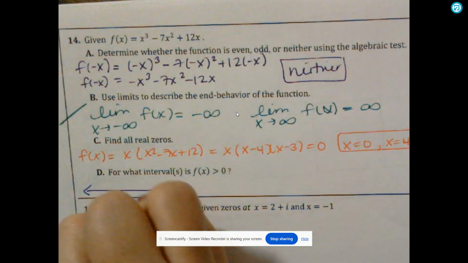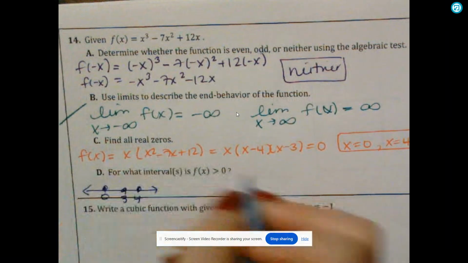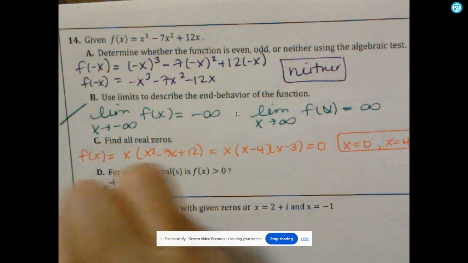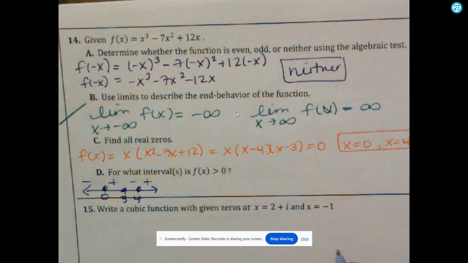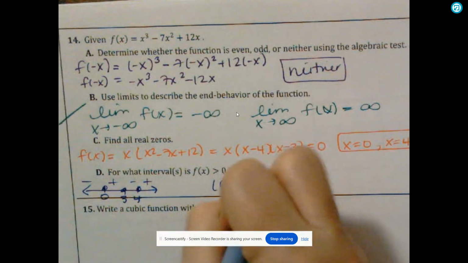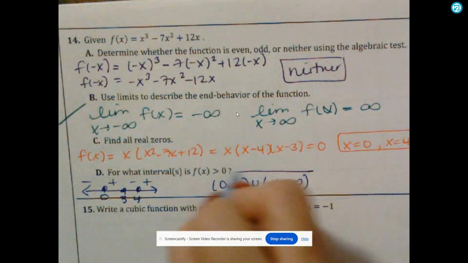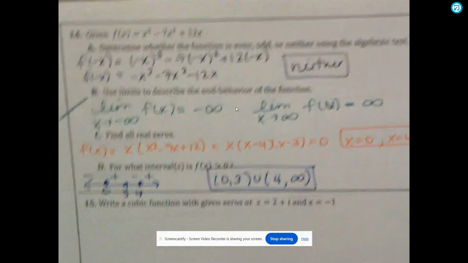Okay, so that's what's going to go on our sign analysis. 0, 3, and 4. Those are all zeros. Nothing happens. There's no multiplicities. We're going to go negative, positive, negative, positive. So they want to know when we're greater than 0. So that's going to be from 0 to 3 and 4 to infinity. Again, it didn't say equal to, so you see no brackets.